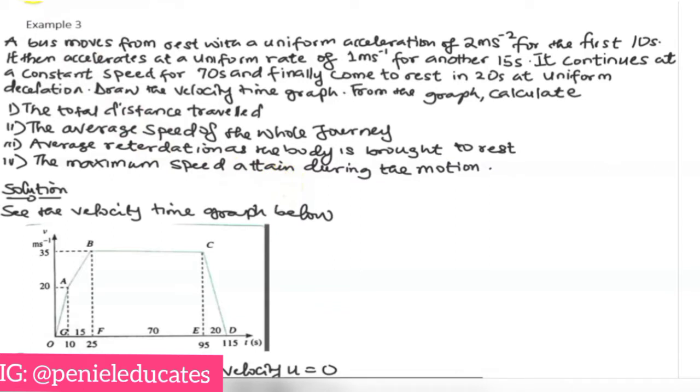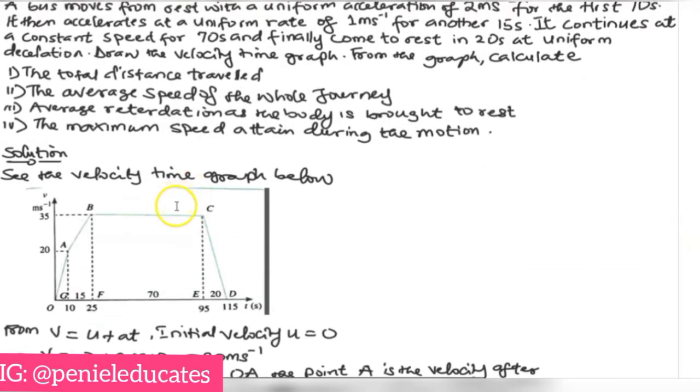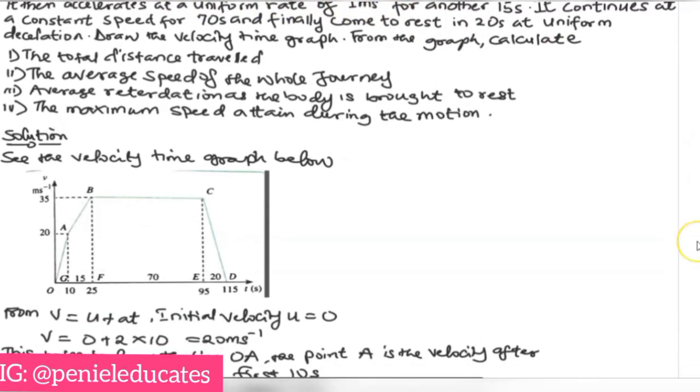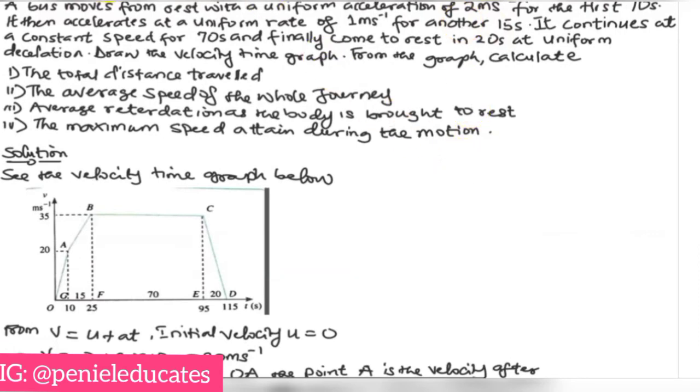This is very simple, and it's something that you don't need to worry so much about. So let me just walk you through what you need to do. Now, from the velocity time graph, we said a body moves from rest. Okay, let's look at it again. A body moves from rest with a uniform acceleration of 2 meter per second squared. Okay, so it moves from rest.